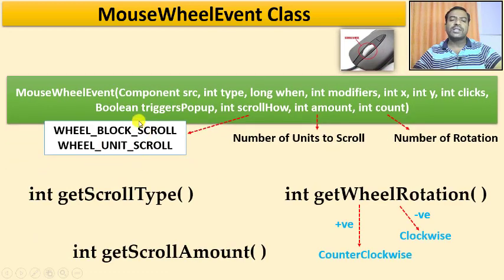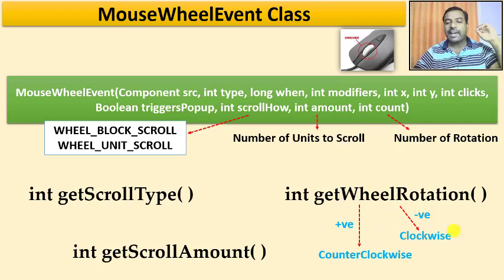And if I want to know the type of scroll, use the method getScrollType. If I want to know the amount of scroll that has been made, use getScrollAmount. And if I want to know the wheel rotation, that is how many rotations have been done, use the corresponding method along with this.